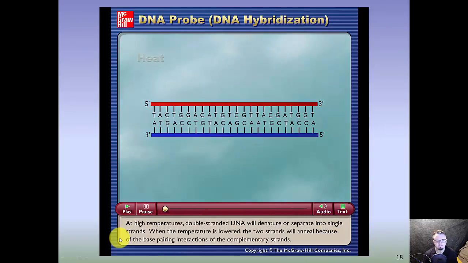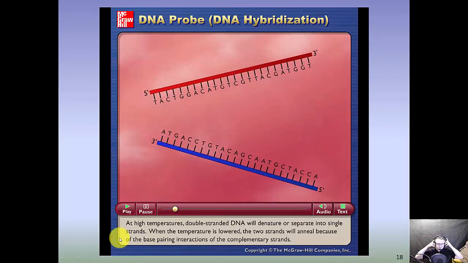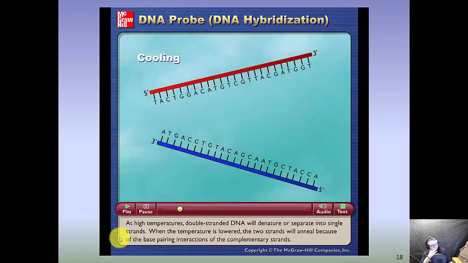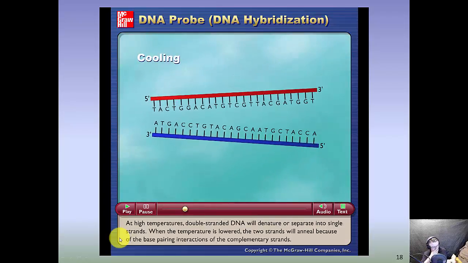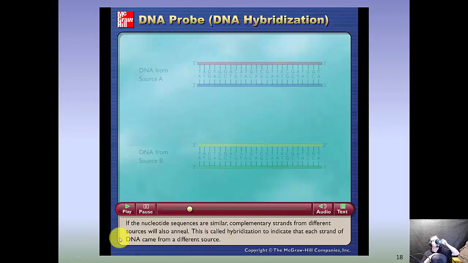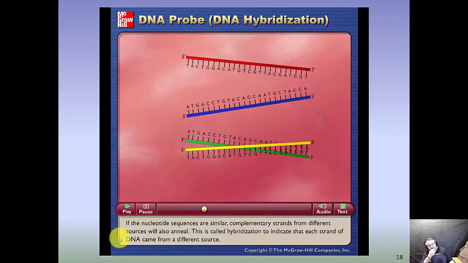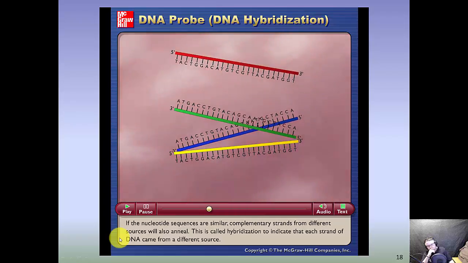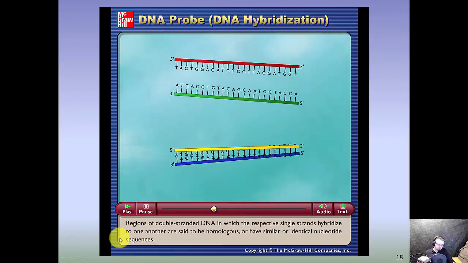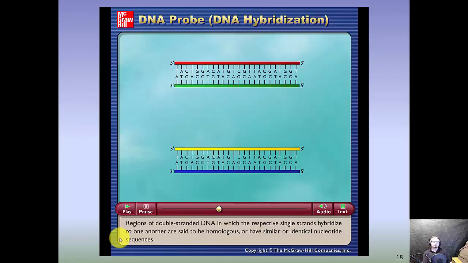At high temperatures, double-stranded DNA will denature or separate into single strands. When the temperature is lowered, the two strands will anneal because of the base pairing interactions of the complementary strands. If the nucleotide sequences are similar, complementary strands from different sources will also anneal. This is called hybridization, to indicate that each strand of DNA came from a different source. Regions of double-stranded DNA in which the respective single strands hybridize to one another are said to be homologous, or have similar or identical nucleotide sequences.